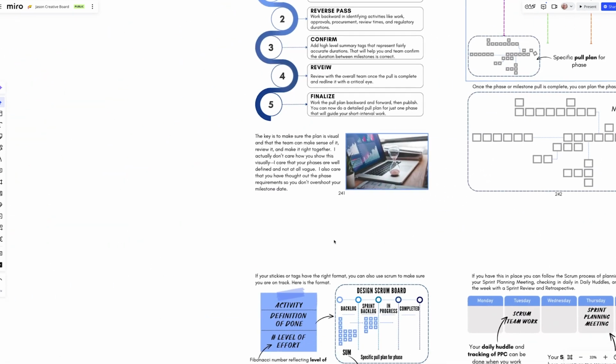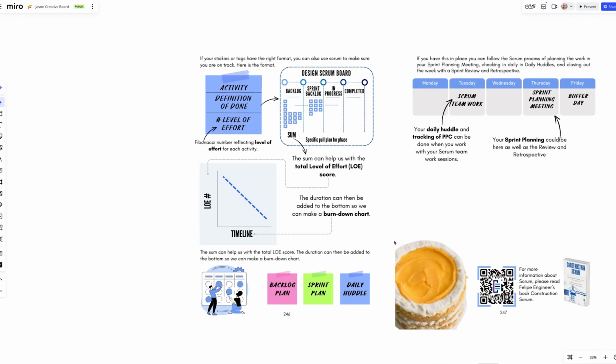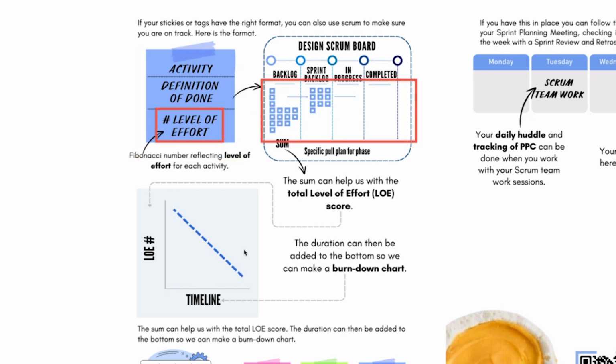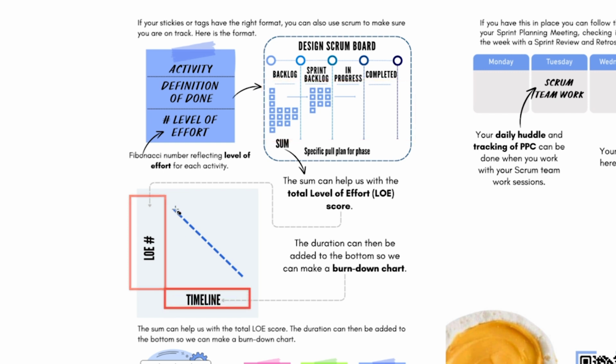Let me show you a couple more pages. In the Scrum system, and if you haven't learned Scrum, please go become Scrum Master trained. But if you have an activity and those activities have this level of effort number and you're moving everything from left to right, you can literally track the amount of points that you have for your work in a timeline and basically use this burn down chart to make sure you're on track.